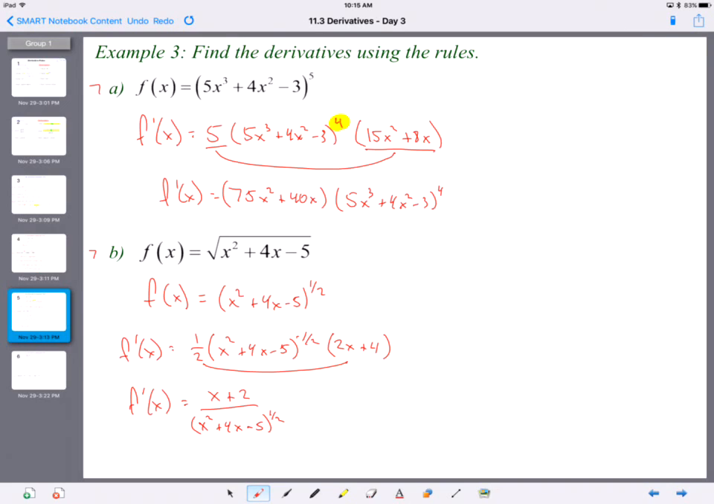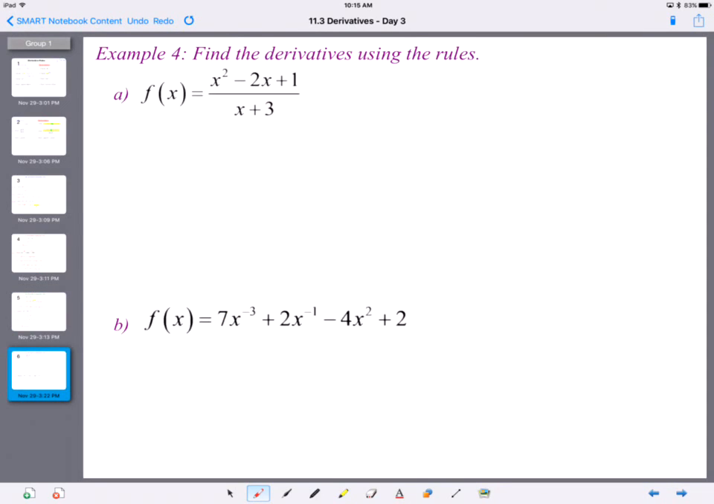So we're finding out that, using the rules, yes, it's still a lot of algebra and making sure we got things correct, but it definitely shortens up that process, especially with some of these more lengthy ones that would be very difficult by definition to do. A couple more examples here. These are the last two. Find the derivative using the rules.